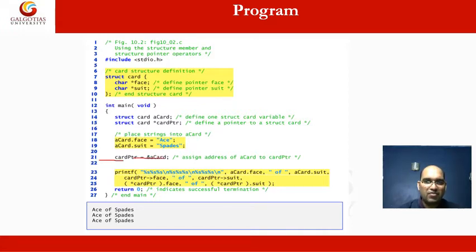Again, if you want to access card ptr face, then, because card ptr is your pointer variable, we have to use the arrow operator. And if you want to use a card dot suit, then it is actually a normal structure variable, so you have to use the dot operator. That way you can access the members of a structure.